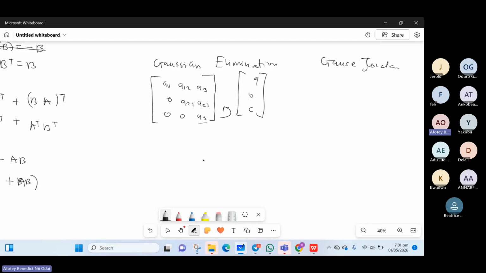Now with the Gauss-Jordan elimination, instead of having something like this, we rather end up with an identity matrix, in this form for a 3 by 3 matrix. And for this, every term on your right will actually become your solution. With the Gaussian elimination, you basically have to do a backward substitution. But with Gauss-Jordan elimination, let me rewrite this.